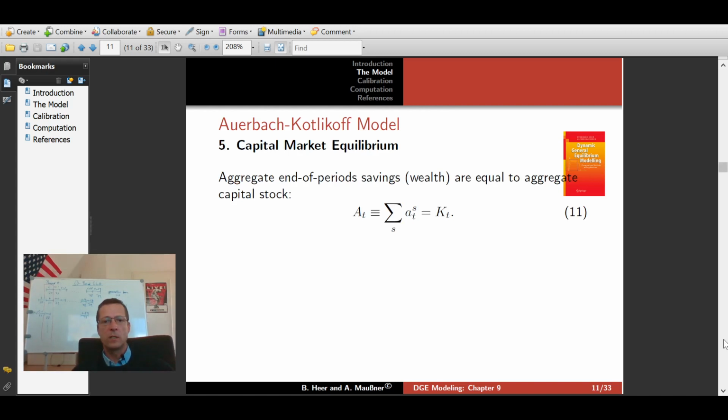So in capital market equilibrium, we have that total savings is equal to the aggregate capital stock. So we have savings a_s,t of the s-year-old. We sum up all the savings from s equal to 1 to s equal to 80. These are equal to aggregate savings, and since the only asset in our economy is capital stock, total savings must also be equal to total capital stock. That's the capital market equilibrium.